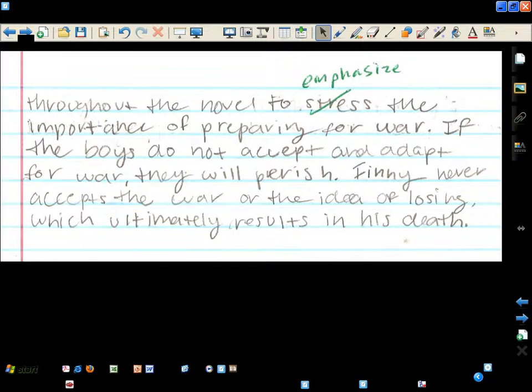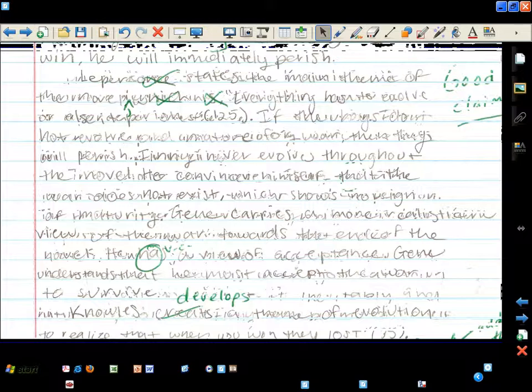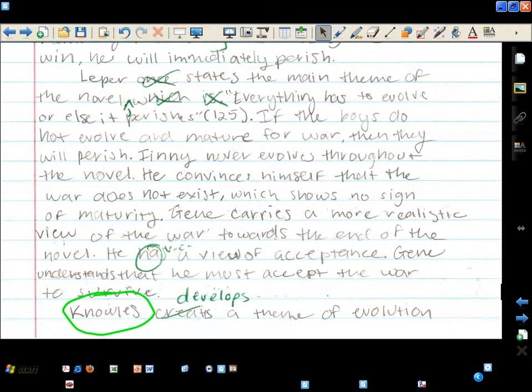Everything's integrated. I see Knowles appearing down here. Maybe not as often as I'd like to see Knowles as the subject of the sentence. She could have done that a little bit more, but she didn't lose him. He's still in there. That's what I'm looking for. That's the kind of integration. Lead with your claim, integrate all evidence, spread your evidence throughout the novel, and it's good.